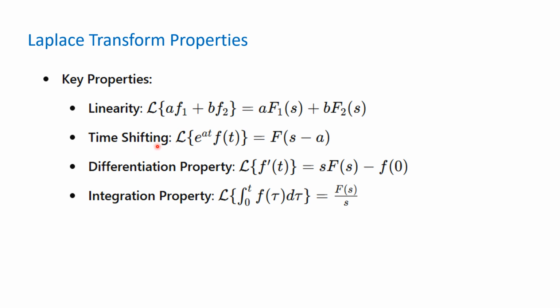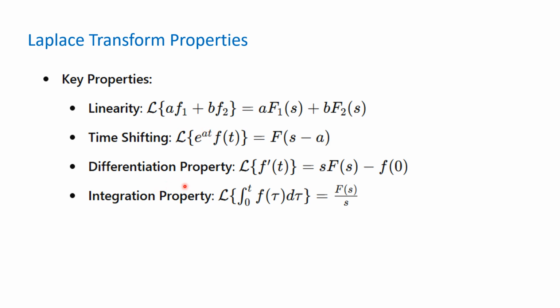There's another rule here that's kind of different. This is what's called a time shifting. If you have e to the at, where a is a constant, times your function, the Laplace transform of that is simply given by the function with s replaced by s minus a. So typically, you can look up in a table what the Laplace transform of f of t is, and if you have e to the at multiplied by that function, you can just use that table to write the Laplace transform, substituting s minus a wherever you see s in the table, where a is the constant.